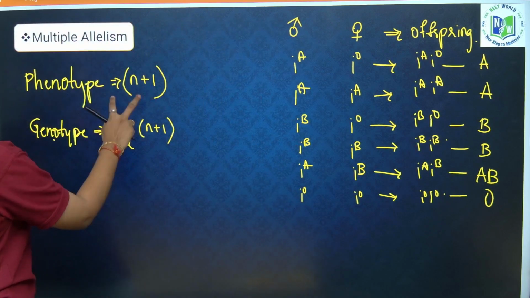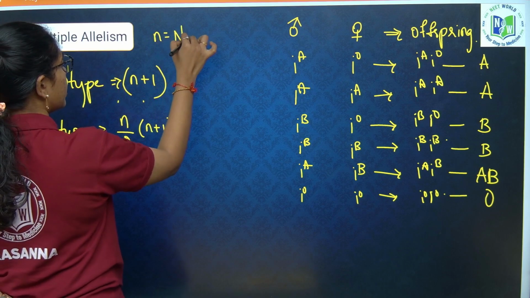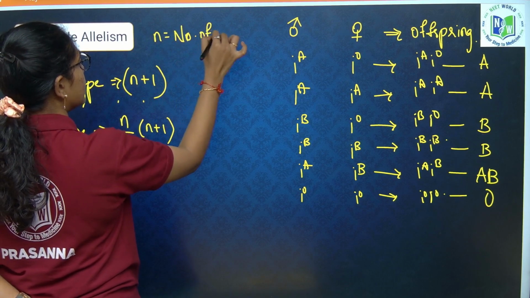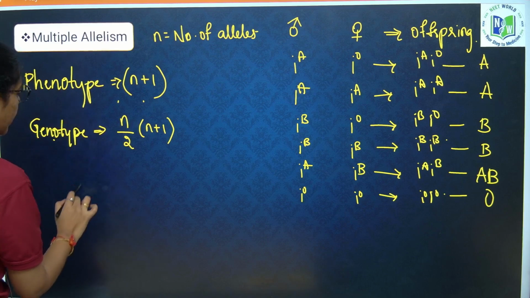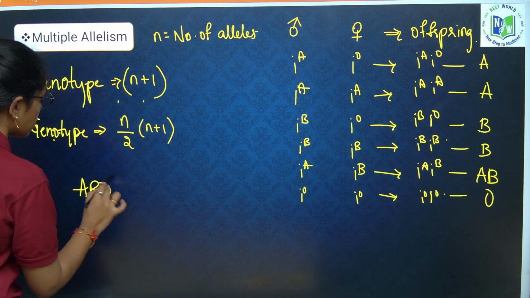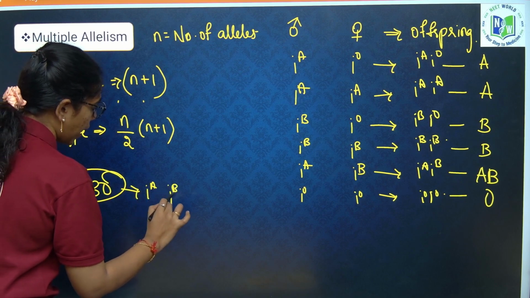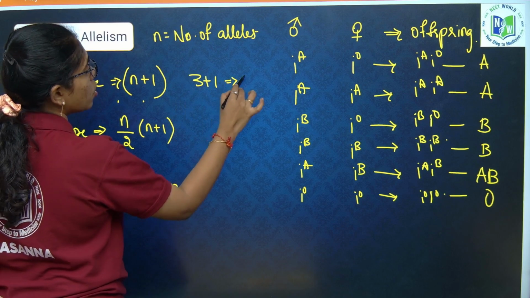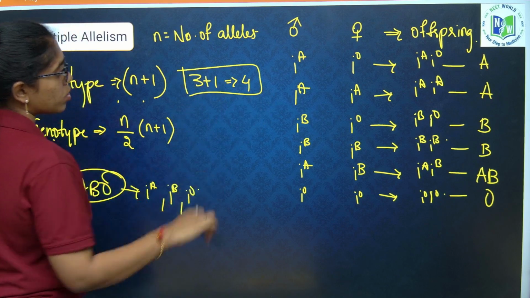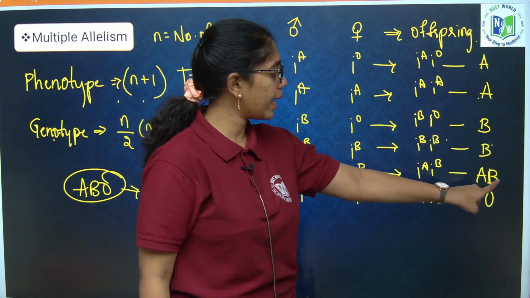So if you look into the phenotype, let n be the number of alleles. What are the number of alleles coding for ABO blood grouping? IA, IB and IO. 3 alleles, right? So 3 plus 1 it is 4. 3 plus 1, it is 4 phenotypes. Yes, it is 4 phenotypes, A, B, AB and O.